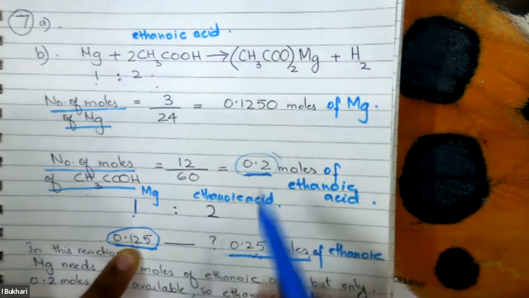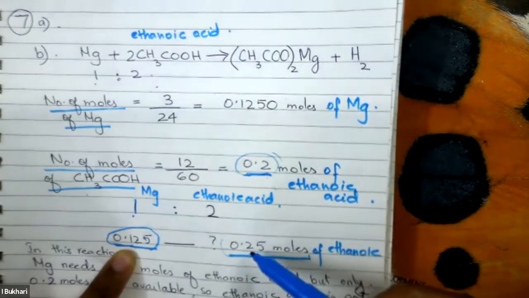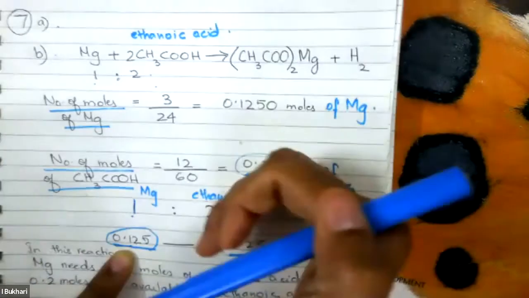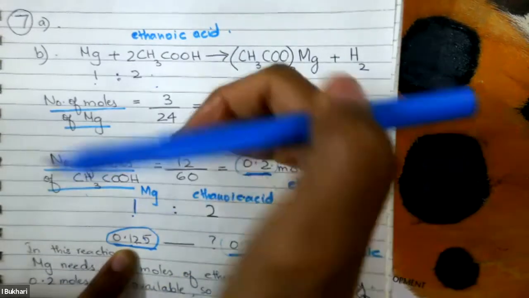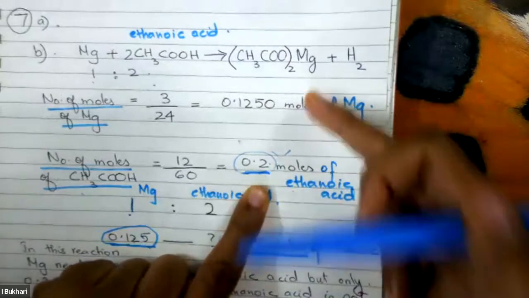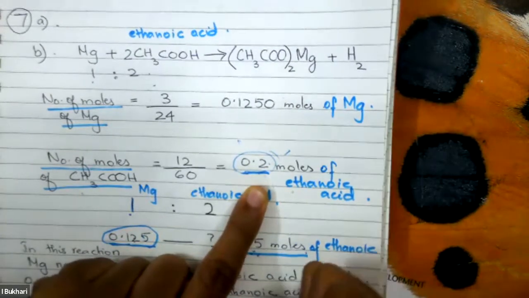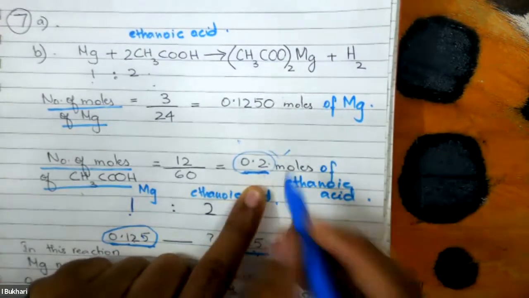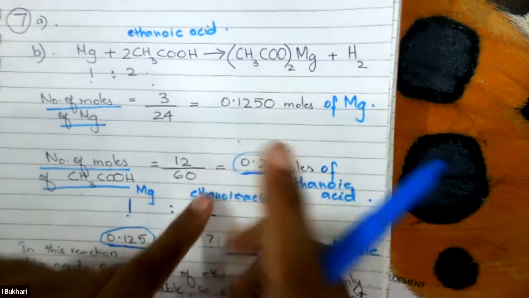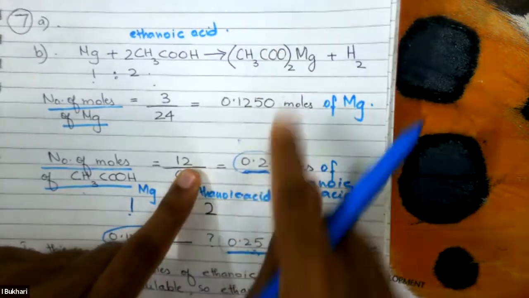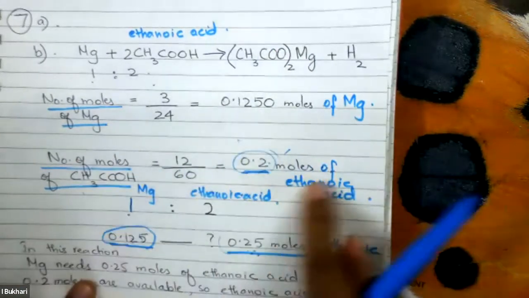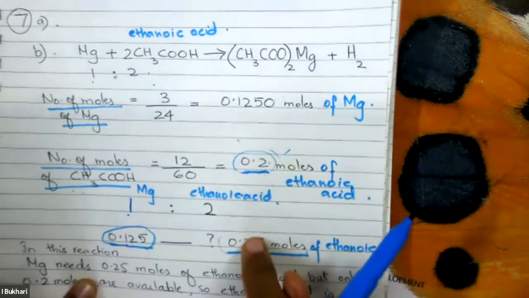That means this is less than what magnesium requires to react. This is less, so this is not in excess. If this is less than what we require, then that means the magnesium is in excess. Remember, I told you the final product is always dependent upon the limiting factor. If this is the limiting factor, then this will decide the final product. Whatever the final product is, the mass of which will be decided by the number of moles of ethanoic acid, because this is less than what is required.